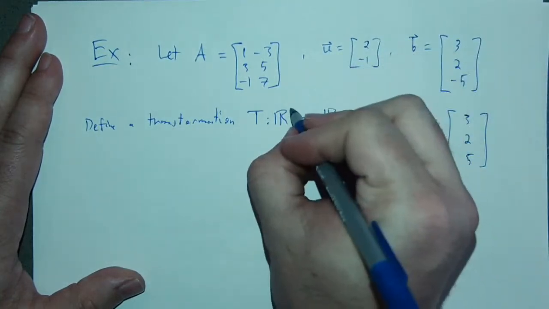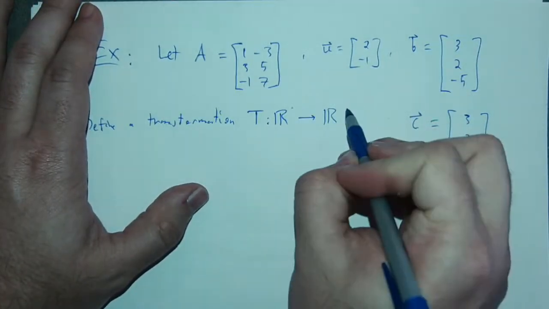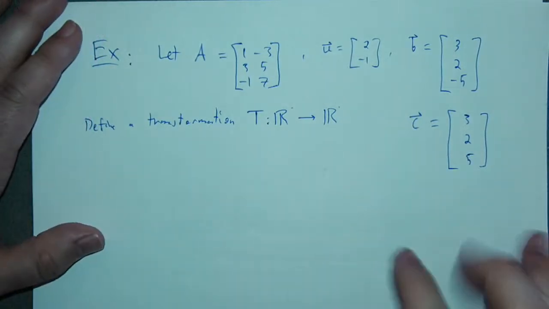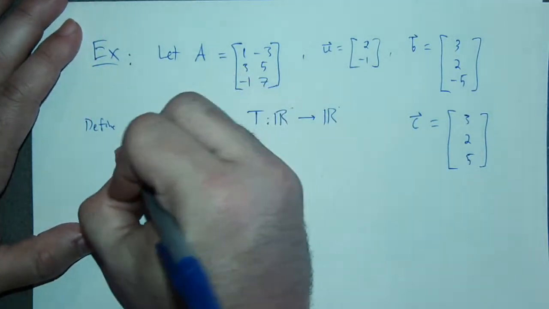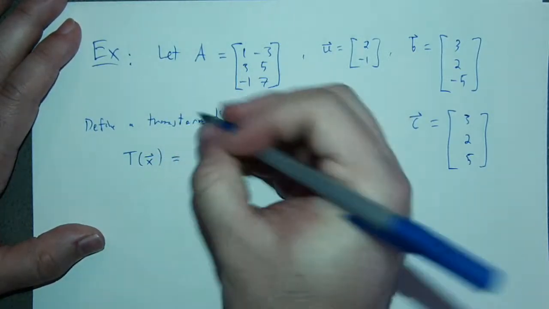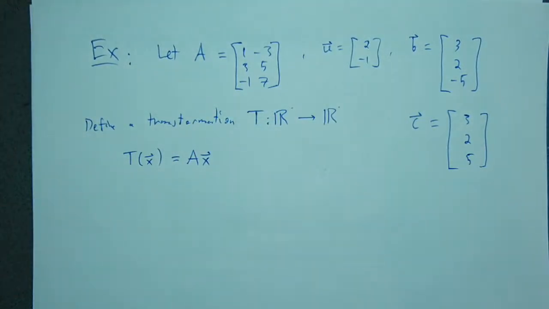Don't think that I'm saying this is a transformation from the reals to the reals. I haven't filled these in yet. So it goes from somewhere to somewhere, and I've defined it by T of vector x is A times x.